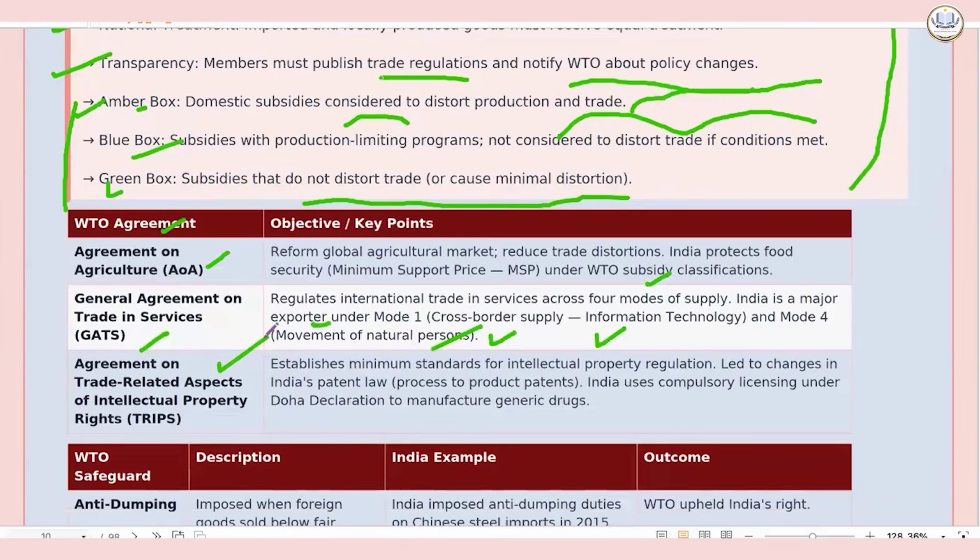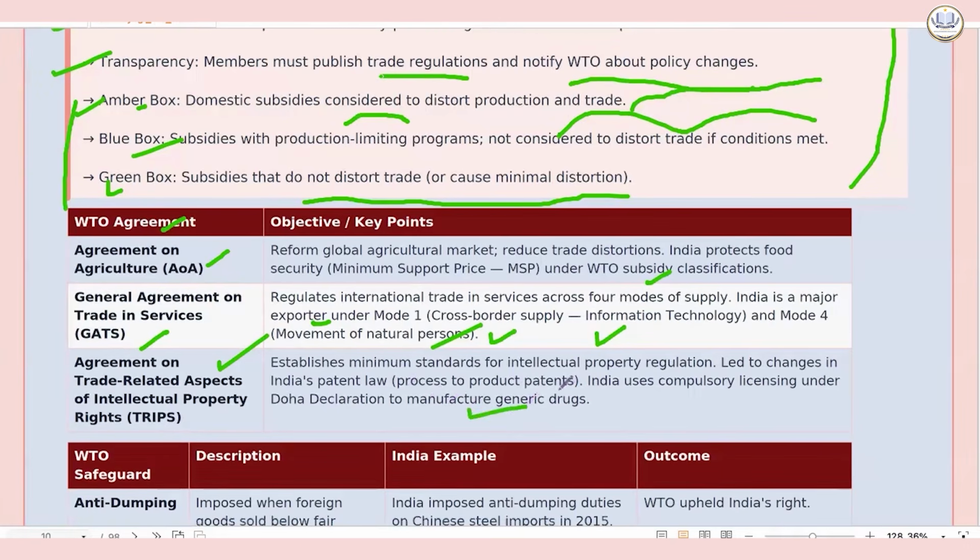Then we have the Agreement on Trade-Related Aspects of Intellectual Property, TRIPS. It's an important agreement. So it establishes minimum standards for intellectual property regulations. It led to changes in India's patent law as well, process to produce patents. India uses compulsory licensing under the Doha Declaration to manufacture generic drugs.